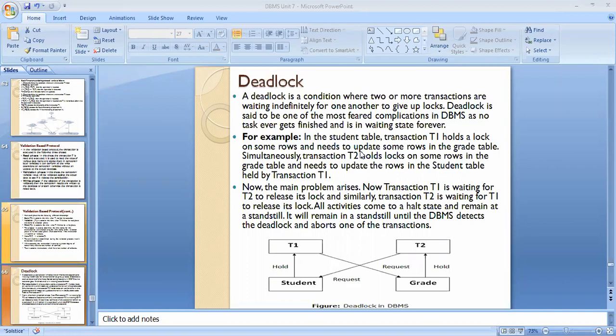So deadlock is a condition where two or more transactions are waiting indefinitely for one another to give up locks.